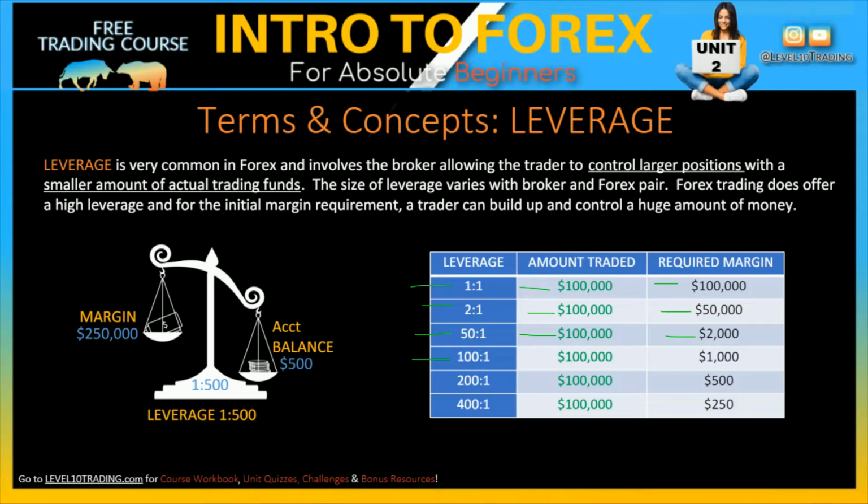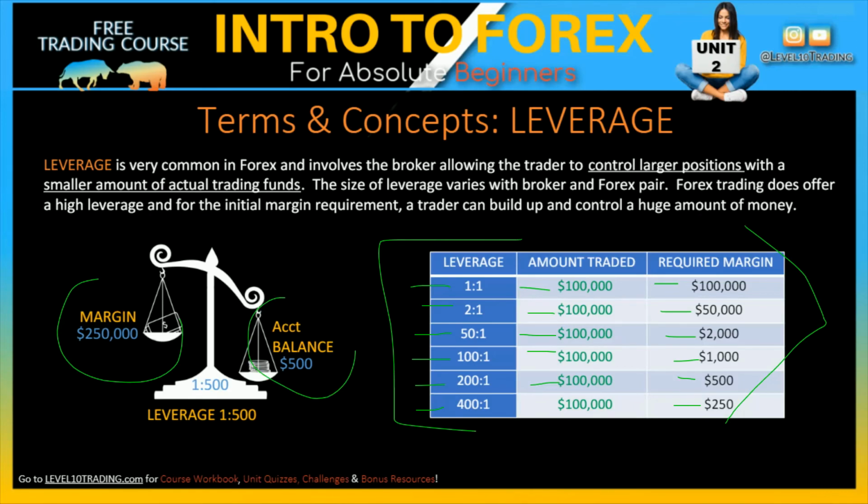At 100-to-1 on a $100,000 trade, you're required to have $1,000. At 200-to-1 at $100,000, you're required to have $500. And at 400-to-1, you're only looking at $250. And that is one reason why people love the Forex market, because again, sometimes for a very small amount of money, you can control large amounts of trades. It really leverages your account, so that you can compound your money a lot faster. And that is a lot of times why people are drawn to trade the Forex market.